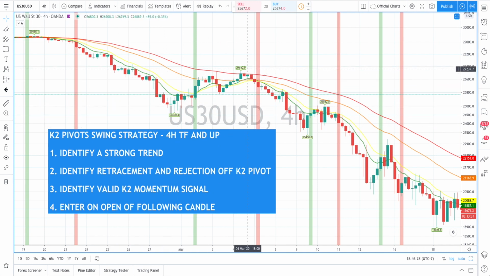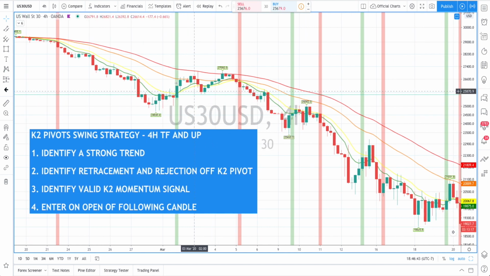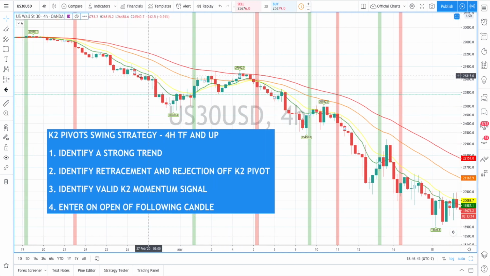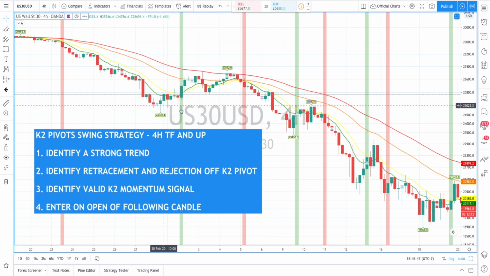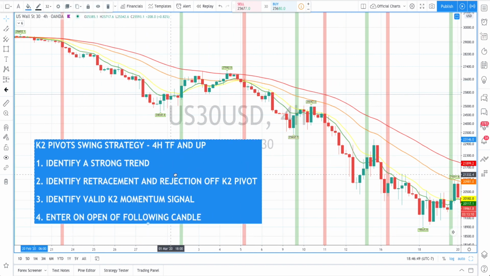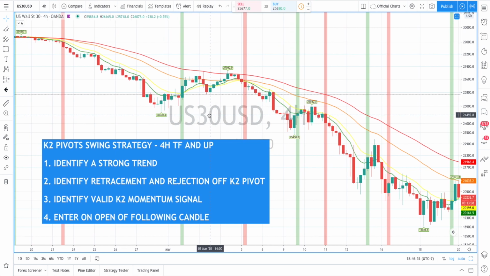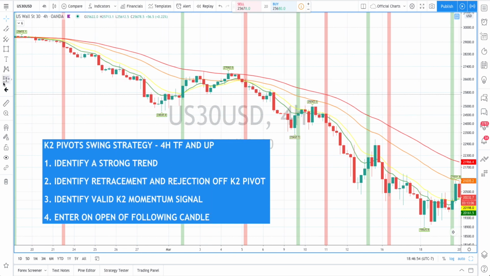Alright, so once you identify a strong trend going downwards, you identified a retracement upwards and a rejection off a K2 pivot like you did right here. Lastly, you just want to identify that a valid K2 momentum signal has appeared. This is going to be your catalyst when entering any trade, pretty much with every other K2 strategy that we apply. So once those three requirements are met, you're just going to enter on the open of the following candle, just like we do with every other K2 strategy that we use.